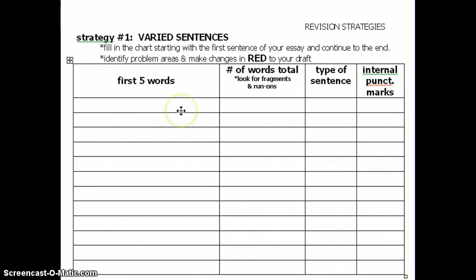So the first thing, we've done this strategy before, is looking for varied sentences. And so you just need to go through your sentences and just start writing down the first 5 words of each sentence. So after we have chosen A. And then you would go through and count how many words are in this sentence. 15. And then you go to the next sentence. And you keep doing this until you have filled up this entire chart.